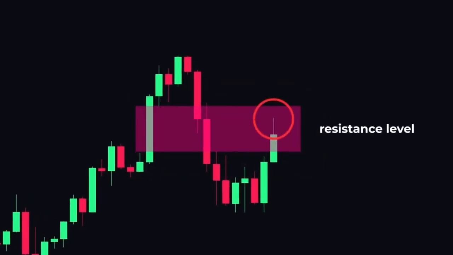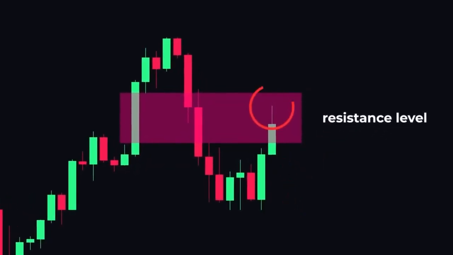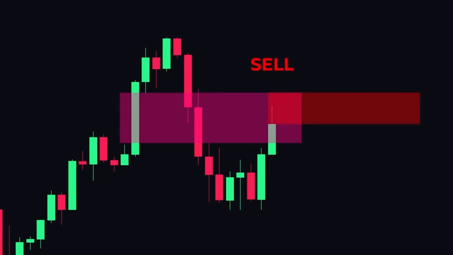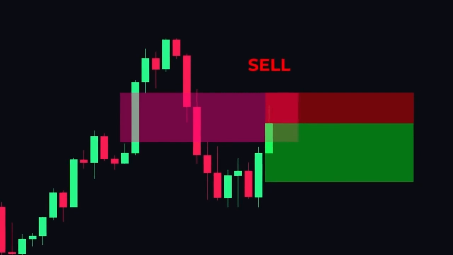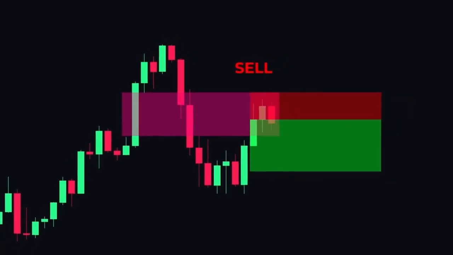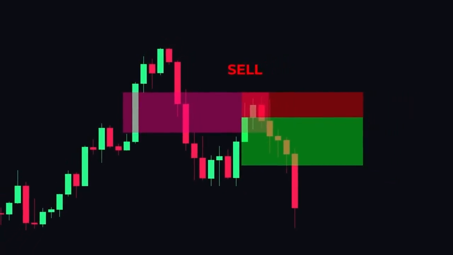Once it retraces, take a position opposite to the original direction of the fair value gap. If it was a bullish fair value gap, open a short position. Now, manage your risk by placing your stop loss just above the fair value gap and aim for a take profit level at twice the distance of your stop loss. As the price reverses and hits your profit target, you secured a nice profit.